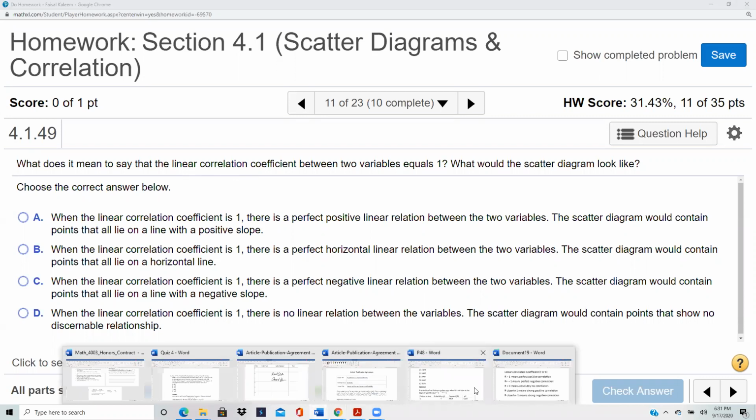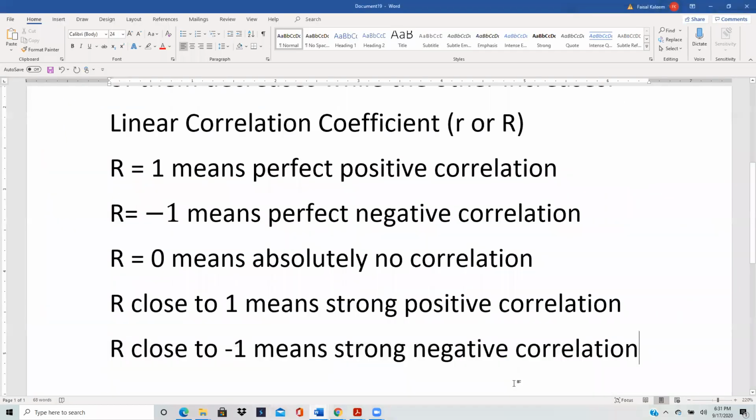Now, we have some idea already of what correlation is, but until now, we have mainly talked in subjective terms. So objectively, to decide whether two quantities have correlation or not, or what kind of correlation it is, we use the linear correlation coefficient. Its symbol is r, and in the software, its symbol is capital R.